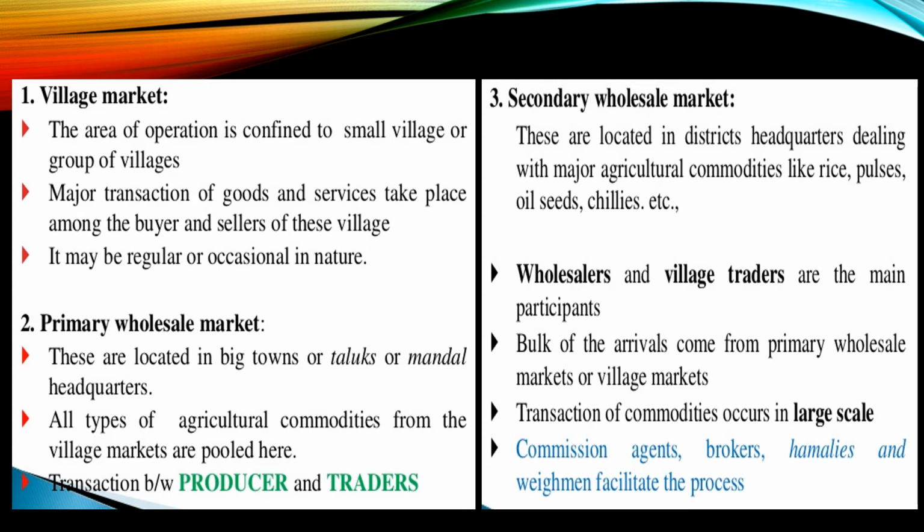Third, we have secondary wholesale market. These are located in district headquarters, dealing with major agricultural commodities like rice, pulses, oilseeds, chilies, etc. Wholesalers and village traders are the main participants. Bulk of the arrivals come from primary wholesale markets or village markets. The transaction of commodities also occurs on a large scale.